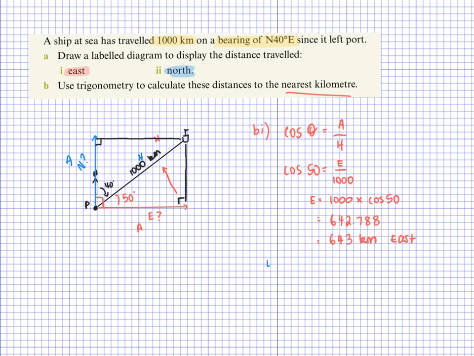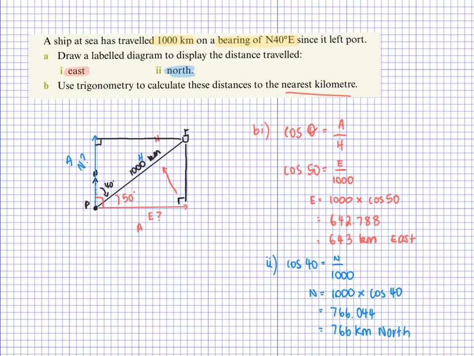So to do part 2, we're going to be cosine of 40 degrees is going to equal my north over 1,000, which, rearranging the equation, north is going to be 1,000 multiplied by the cosine of 40, which gives us an answer of 766.044. To the nearest kilometre is going to be 766 kilometres, and that's going to be north.